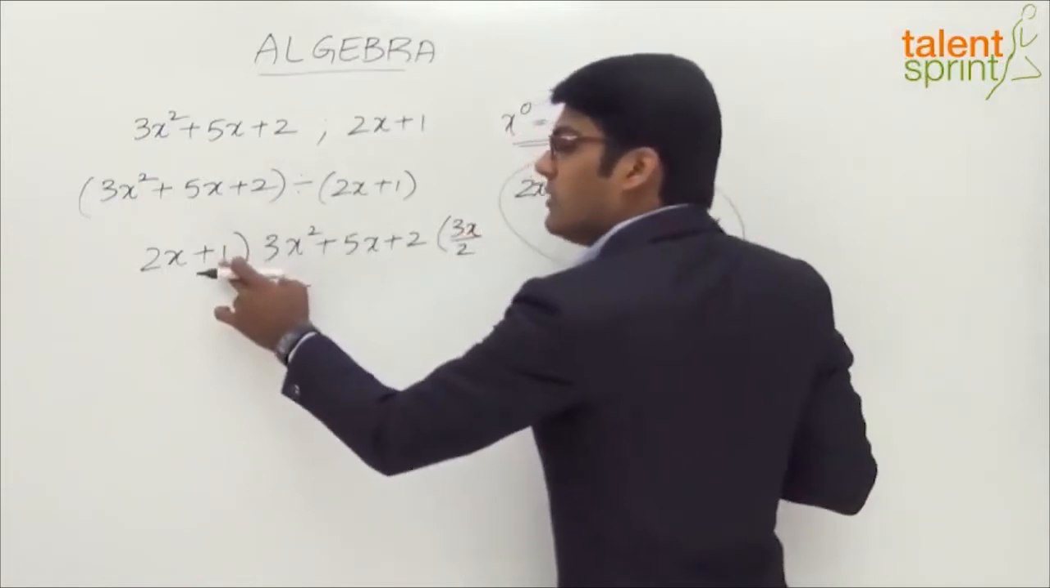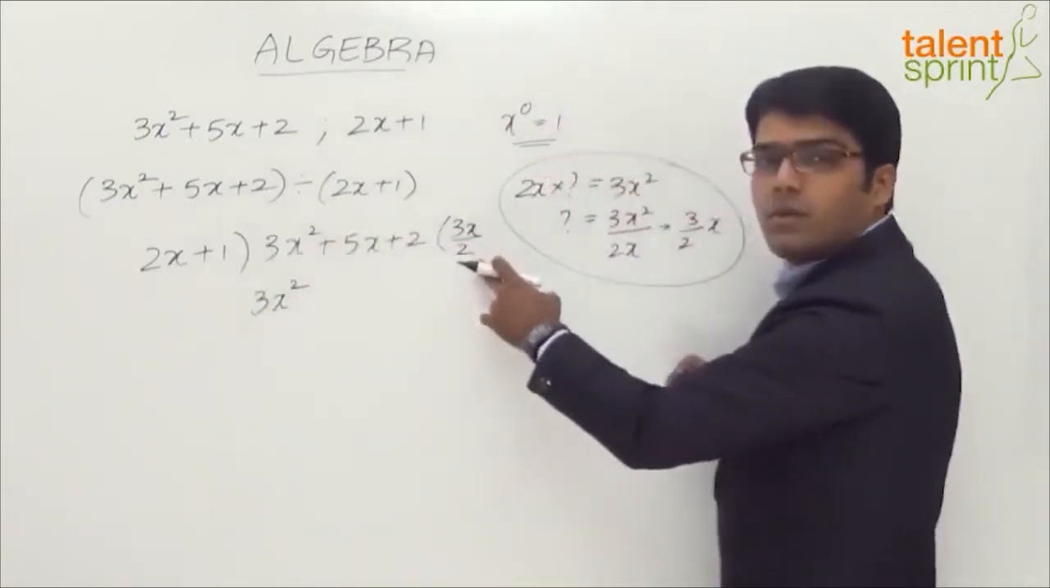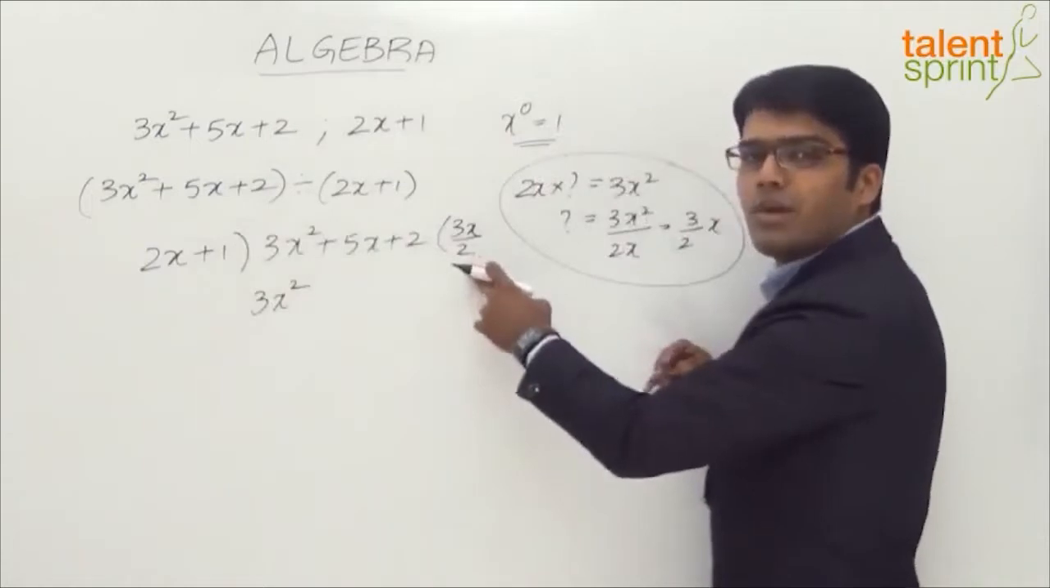Now the second term of the divisor should be multiplied with the first term of the quotient. So 1 into 3x by 2. What is 1 into 3x by 2?